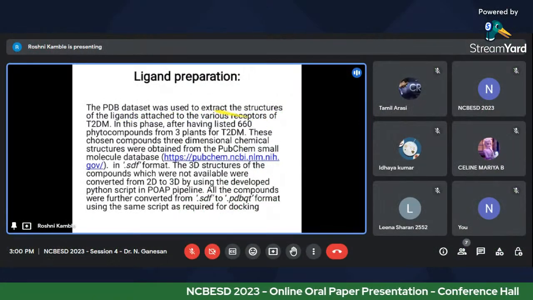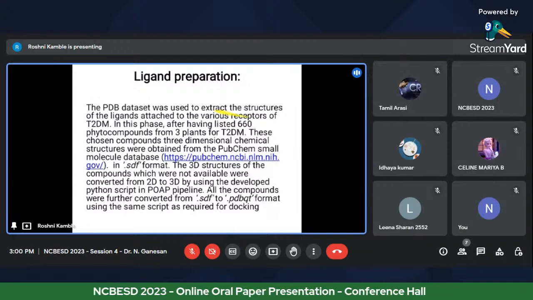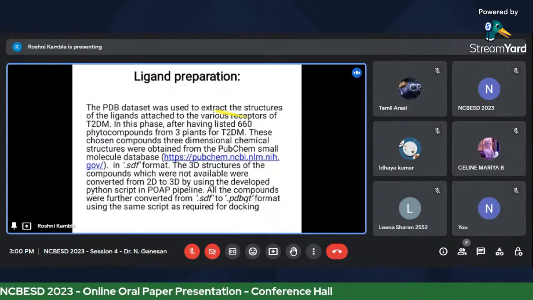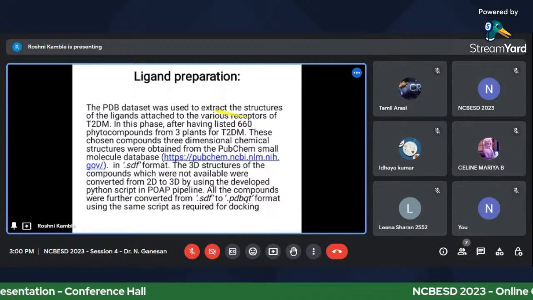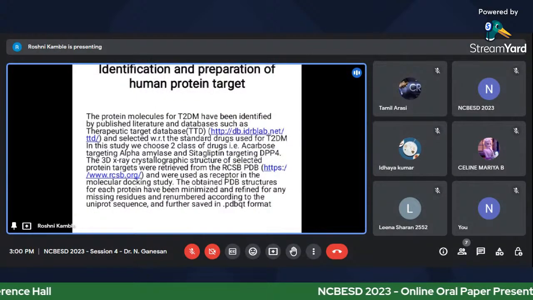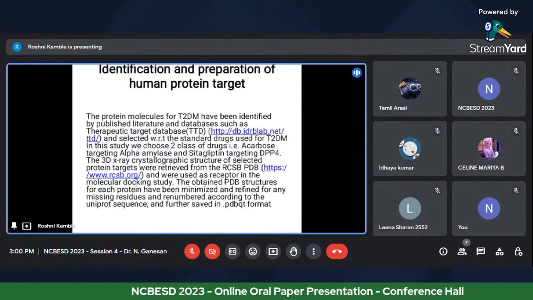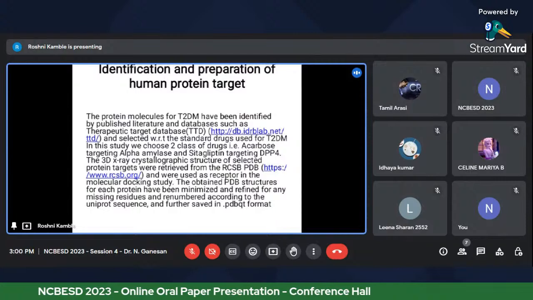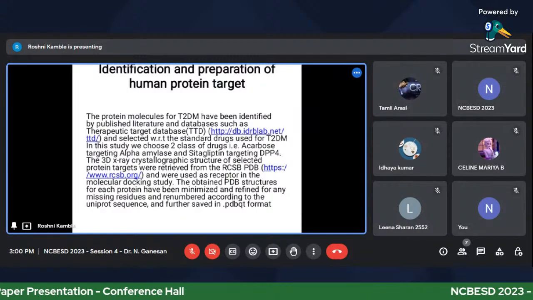Then identification and preparation of protein target. The protein molecules for type 2 diabetes mellitus were identified through the literature, and they were selected as for the standard drug used for type 2 diabetes mellitus. In this study, as I have mentioned, two drugs we have used, that is acarbose and sitagliptin.